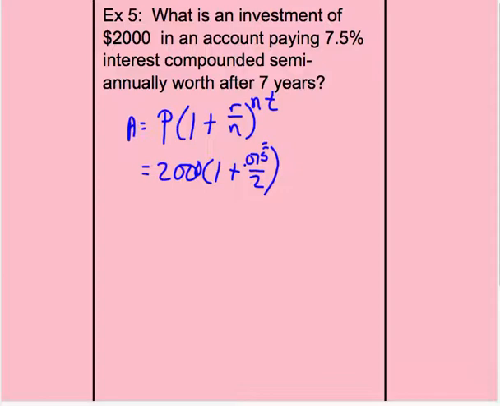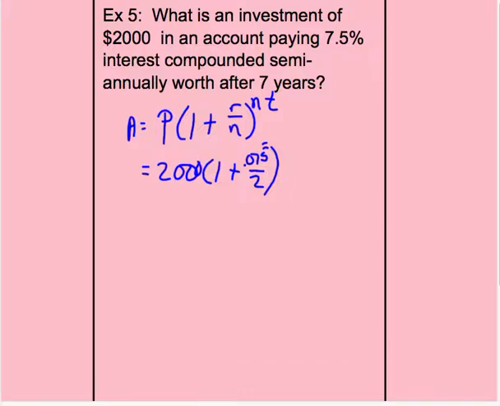Just as a side note, when you're looking to invest your money, the more often they compound it, the more money you earn, because after the first 6 months, you're only earning interest on that $2,000. But at the end of the year, you're now earning interest on your interest. So the more often they pay you your interest, the more money you make.